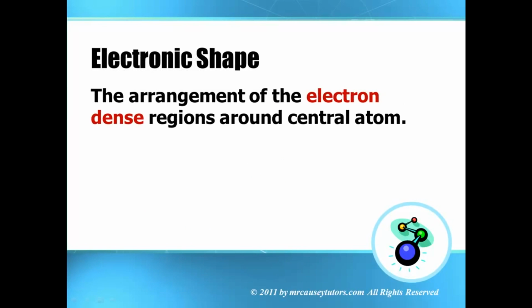Electronic shape. The arrangement of the electron-dense regions around the central atom. So when we're talking about this kind of situation, we're talking about electron pairs and bonds. Not just the bonds, but the electron pairs also. And there could be 2, 3, or just one lone pair of electrons. But they affect the shape of the molecule.